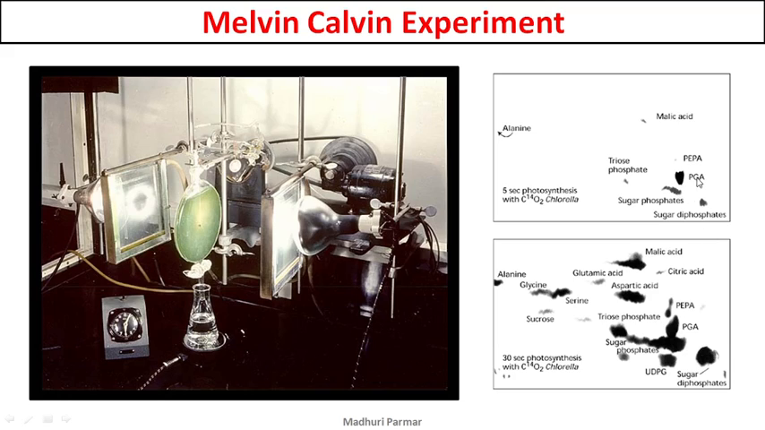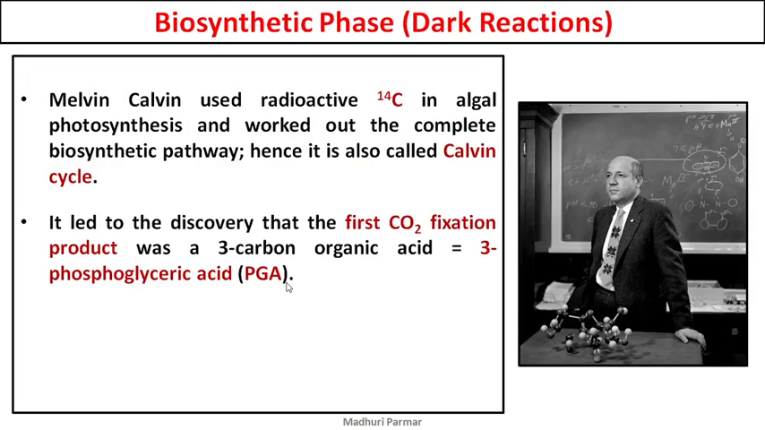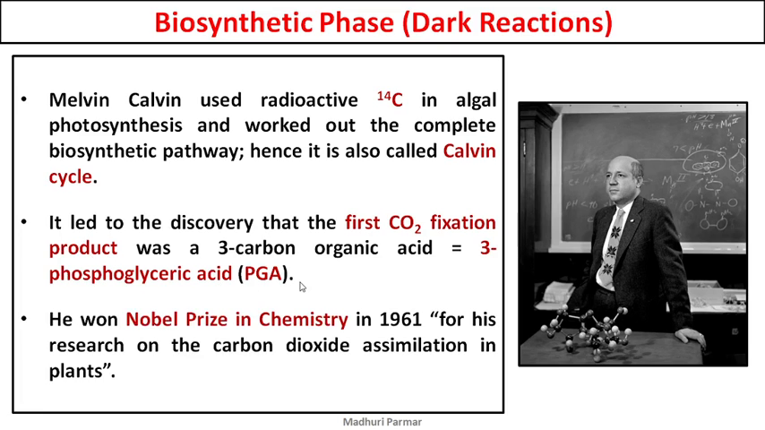After 5 minutes there is a little bit of PGA. After 30 seconds, sorry, 5 seconds, okay, after 30 seconds there is a lot of PGA, and this PGA is getting converted into different other molecules as well. Fine. So Calvin was the one who found out the first carbon fixation product. What happens when the plants take up carbon dioxide? The first product plants form is a 3 carbon acid, which is 3-phosphoglyceric acid. Clear?